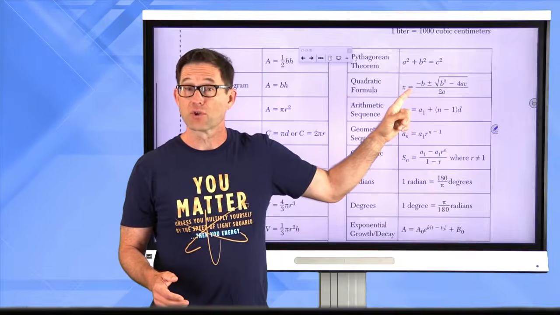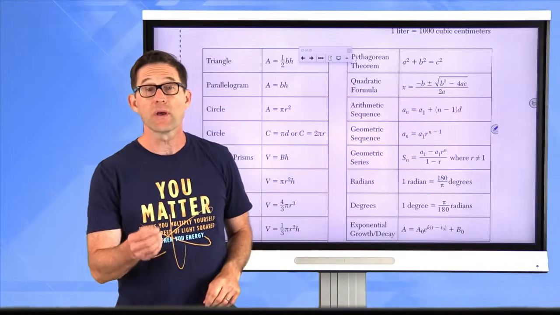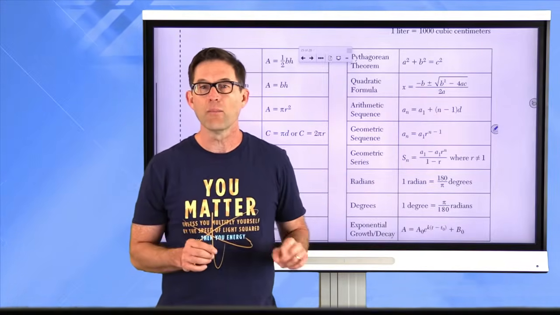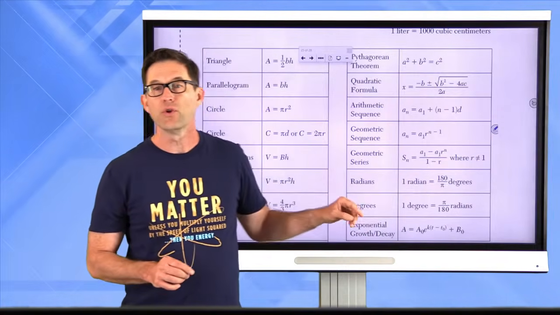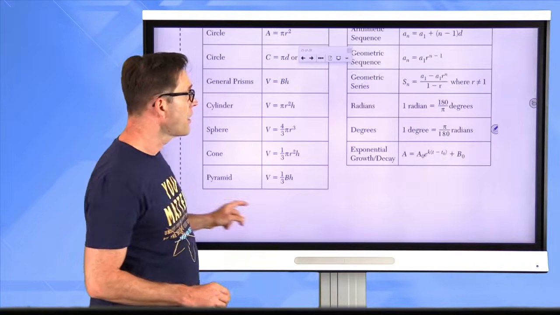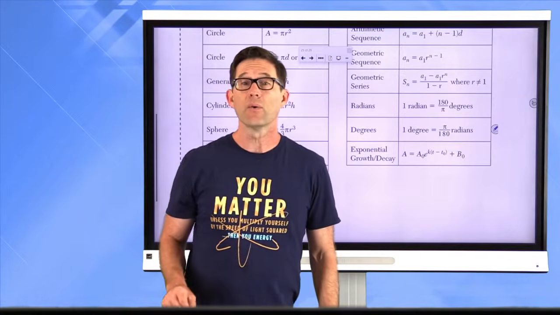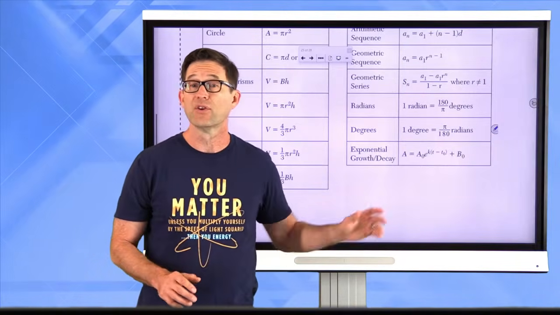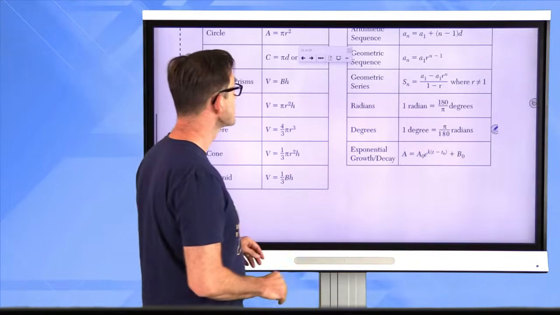The quadratic formula, certainly you might need to use. Both arithmetic sequences and geometric sequences could come up in this exam, and certainly what you would expect to see somewhere is the sum of a geometric series. Could you have to convert between radians and degrees? Perhaps. But one thing I wouldn't get caught up on at all is this final equation for exponential growth and decay. You're going to have to deal with exponential functions on this exam, and plenty, but you'll probably never have to do anything with this particular formula.